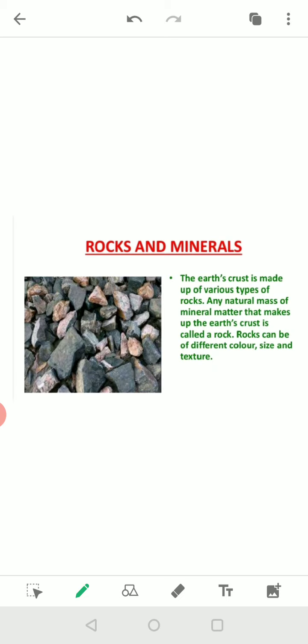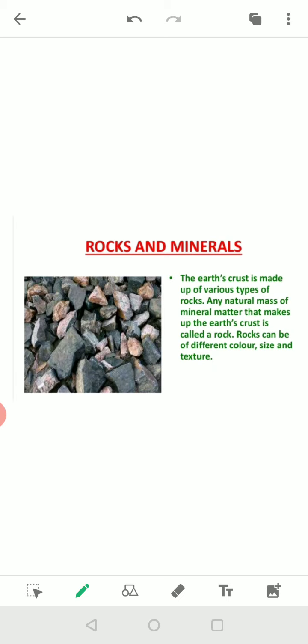Okay, now next is rocks and minerals. The earth crust is made up of various types of rocks, meaning different types of rocks. And what are rocks then? Any natural mass of mineral matter that makes up the earth crust, the topmost layer of the earth, is called a rock. You might have seen rocks present on the surface of the earth. Rocks can be of different color, size and texture.